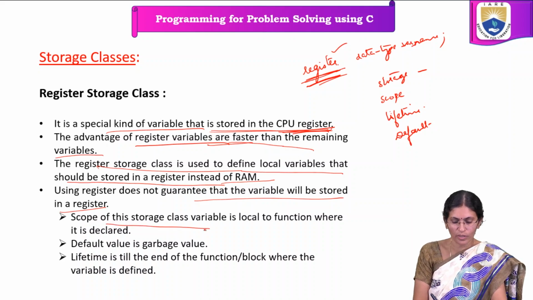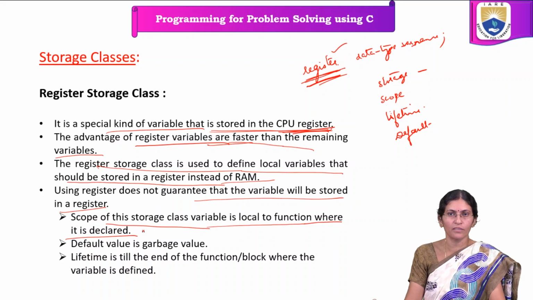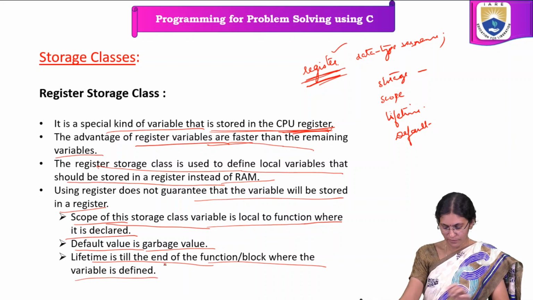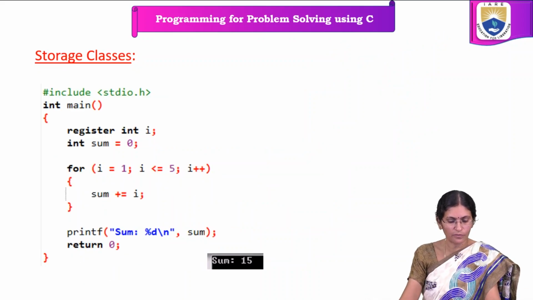The scope of this storage class is local to the function where it is declared. In the function wherever we declare it, its scope is till the block only, till the end of the block or function. The default value is a garbage value, and the lifetime is till the end of the function or block where the variable is defined. Now let us see one example for this.